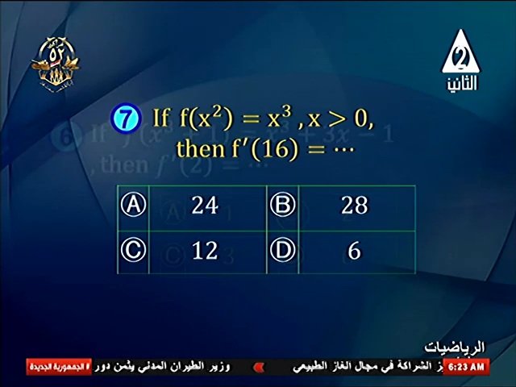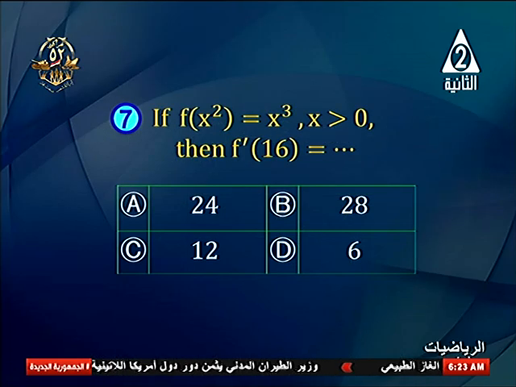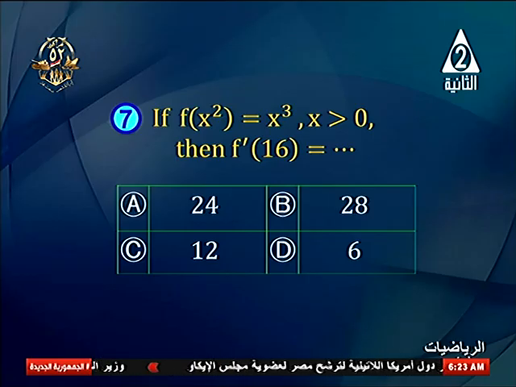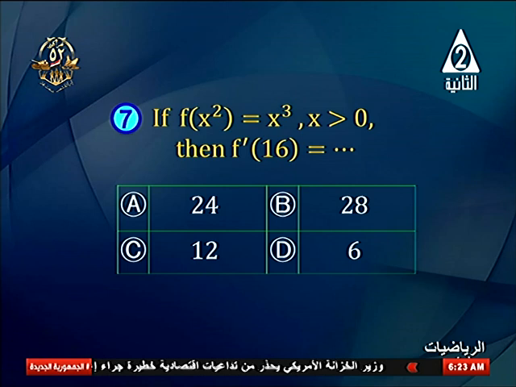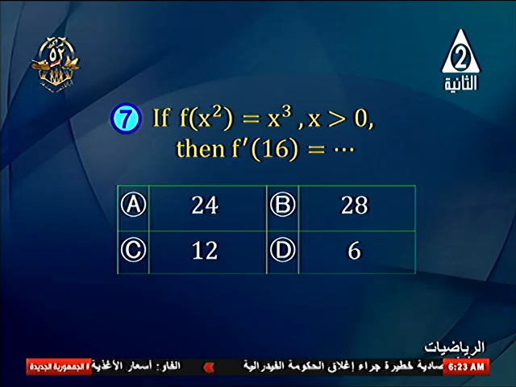Now we move to another example. f of x squared equals x power 3 and x is more than 0. Then f dash of 16 equals what? 24, 28, 12, or 6.